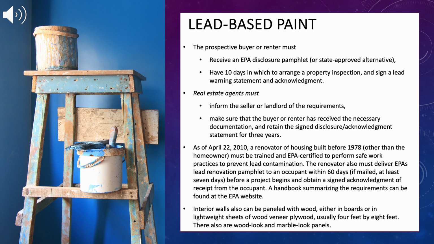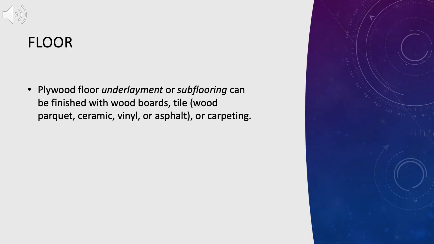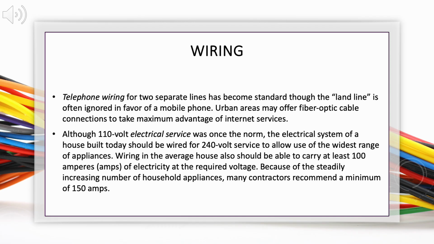Interior walls also can be paneled with wood, either in boards or in lightweight sheets of wood veneer plywood, usually 4 feet by 8 feet. There also are wood look and marble look panels. Floor. Plywood floor underlayment or subflooring can be finished with wood boards, tile, wood parquet, ceramic, vinyl, or asphalt or carpeting.